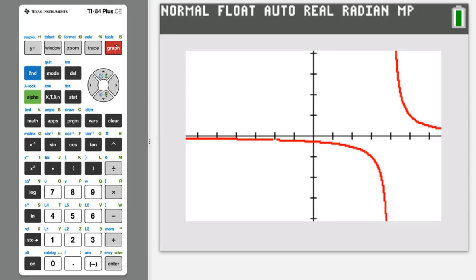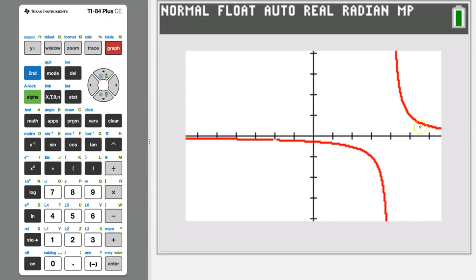Okay, it looks very similar. Horizontal asymptote, y equals 0, vertical asymptote, x equals 4. Notice there is not a vertical asymptote at x equals negative 2, but what is going on there? Do you see that little tiny gap?